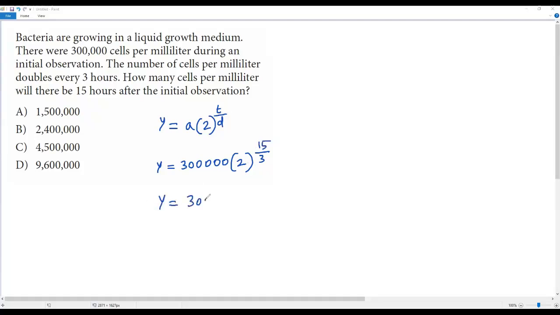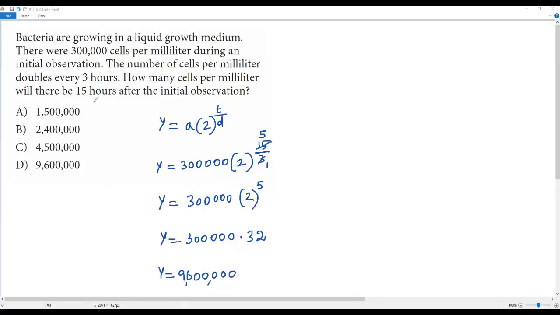So 300,000 and 2 to the power, when I simplify this, 3 goes into 3 one time, 3 goes into 15 five times, 2 to the 5th power. So y is equal to 300,000 times, the evaluation of 2 to the 5th power is 32. So y is equal to 3 times 32 is 96, and we have 4 or 5 zeros. So 1, 2, 3, 4, 5.